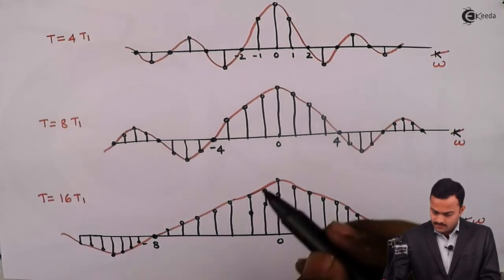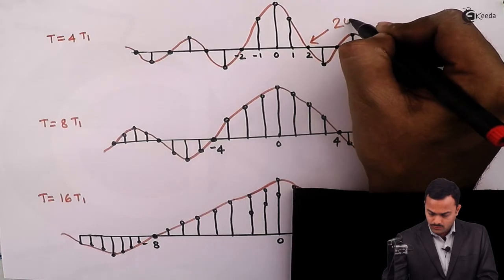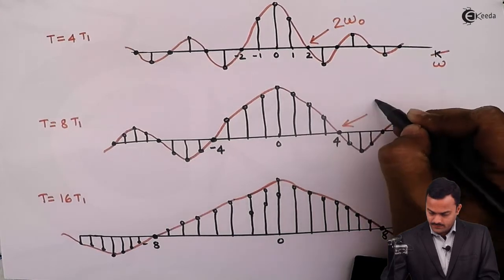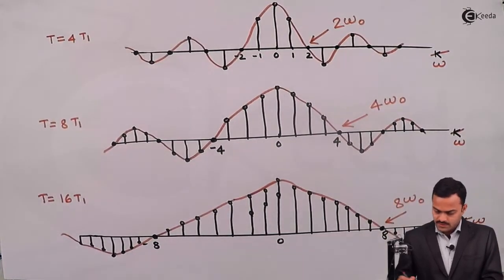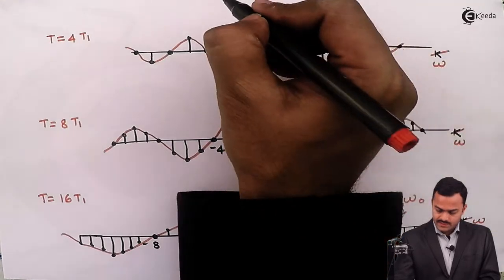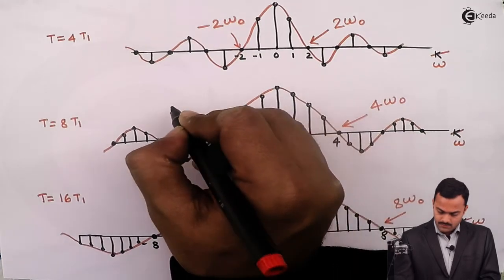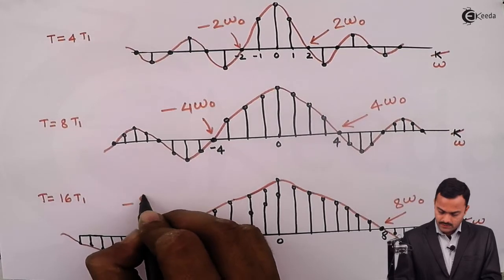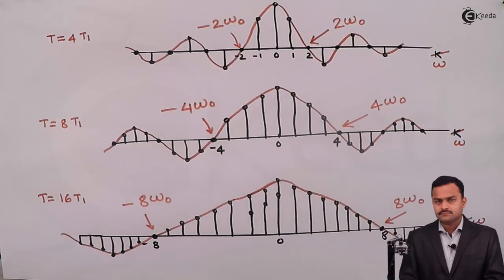And over here, we are having this particular interval as 2 omega 0. This will be 4 omega 0, and this will be 8 omega 0. Similarly, on the negative side it will be minus 2 omega 0, here minus 4 omega 0, and finally this is minus 8 omega 0. So what conclusion can we draw from here?